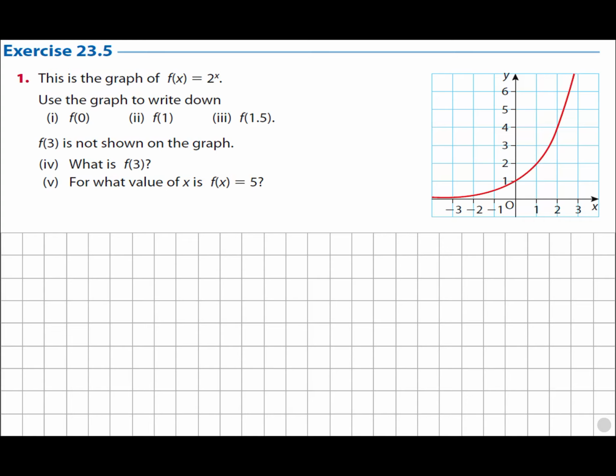Okay, what we're going to have a look at here is just the homework. So I've decided to just do a quick video of just the homework in case anyone was having trouble with it. So this graph is of 2 to the power of x.